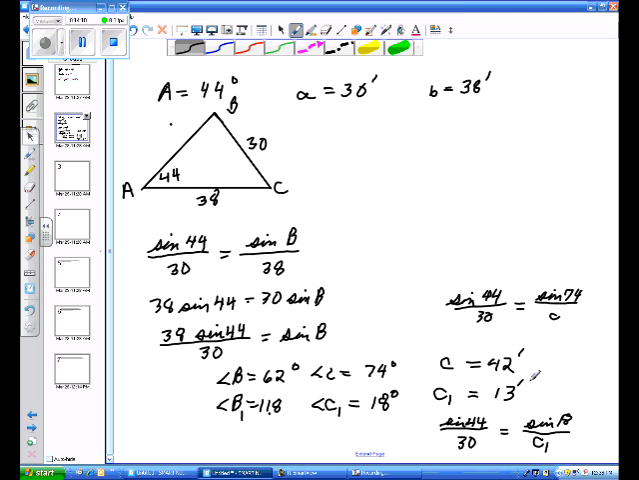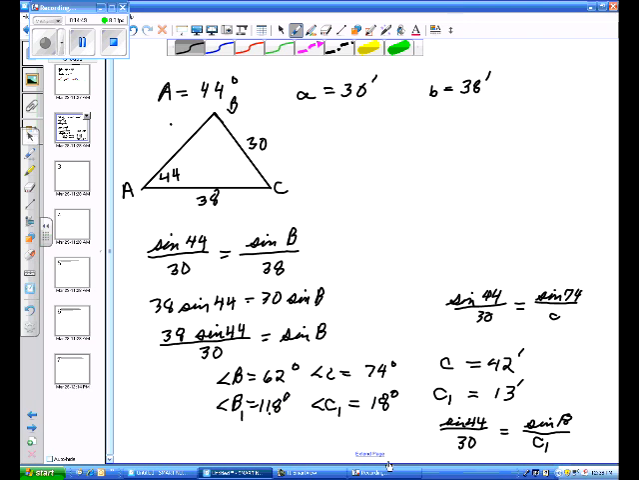So this is what you have to do when you're given two sides and an opposite angle. You have to consider that you don't know how many triangles there are. I've always found if you'll just go ahead and assume that there's two, then you're going to be able to solve it and you won't forget about that second triangle. So in this case, we did have the possibility of two triangles. Angle B could have been 62 degrees, or angle B could have been an obtuse angle and been 118 degrees.